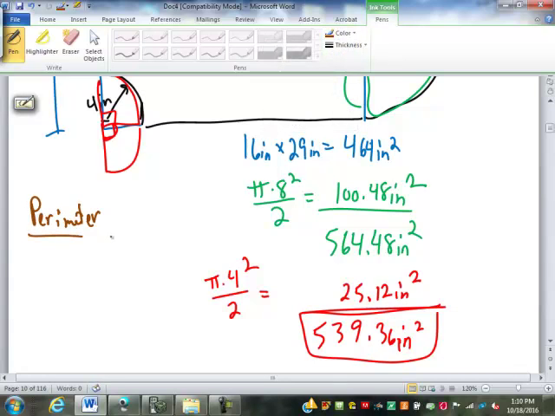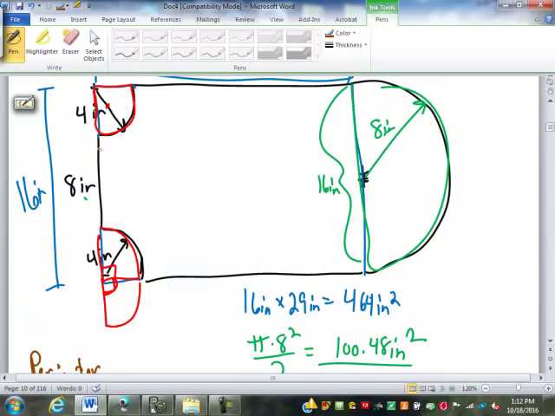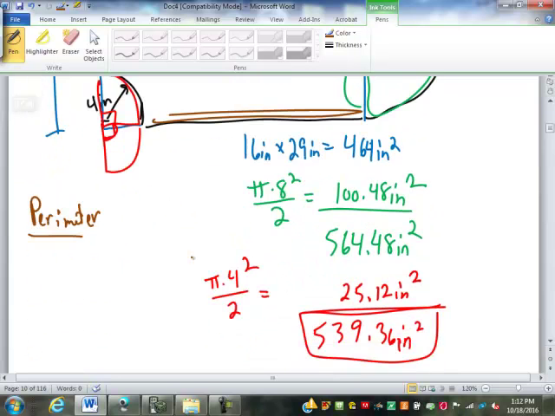How about perimeter? Do you guys need more time for perimeter? Okay, I'll give you a couple minutes. So for perimeter, we've got an 8-inch piece here, 25 and 25. So we'll add those up first. 25 plus 25 plus 8, which is 58 so far.